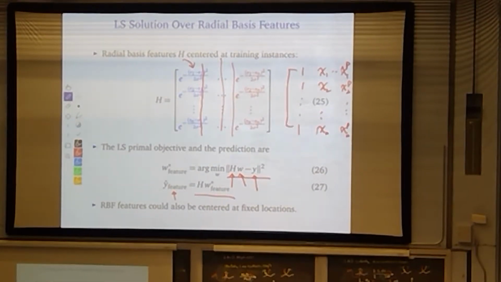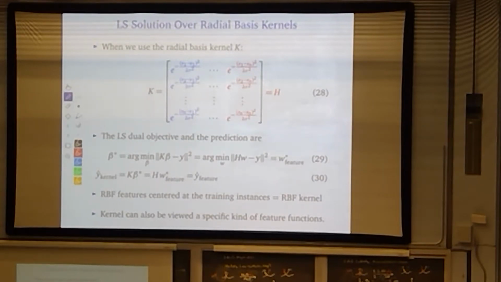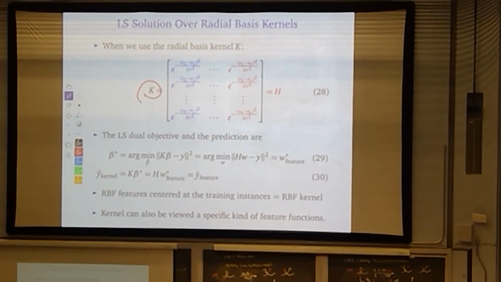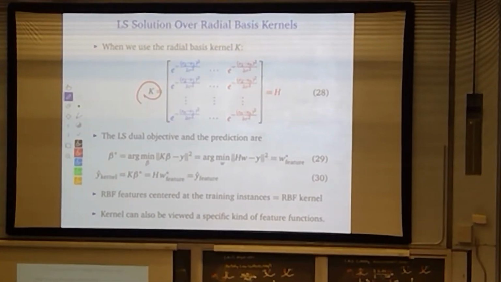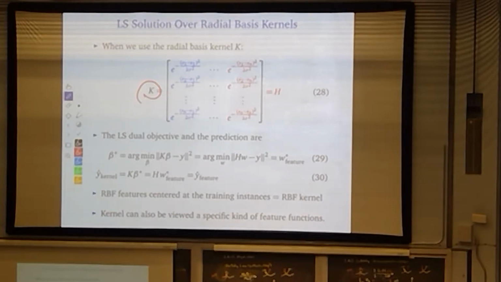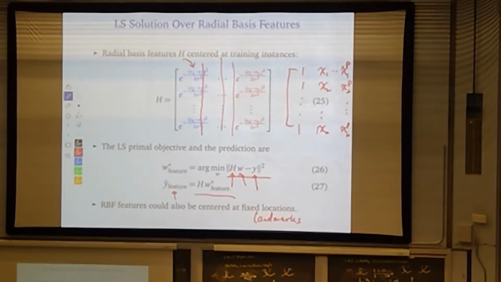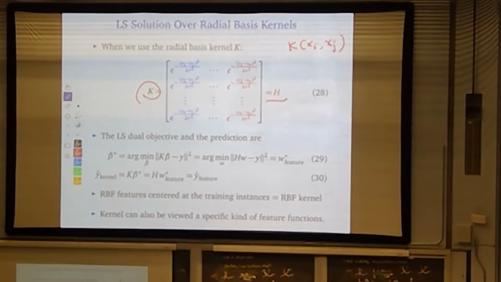RBF features could also be centered in fixed locations. Usually people call them the landmarks, okay? So compared to radial basis kernels, K, in a way, I should not color them, okay? It doesn't have the sense of this column. It just has this K, Xi, Xj, okay? But if you look at the math, the term of this is identical to the polynomial features. So K is exactly the H when the RBF features are used.